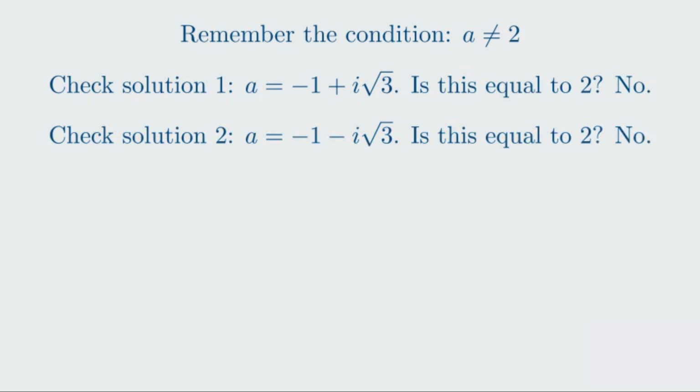So both of the solutions we found by solving the quadratic equation are valid solutions to the original problem. The solutions are a equals -1 plus i times the square root of 3 and a equals -1 minus i times the square root of 3. We have now solved the problem completely.